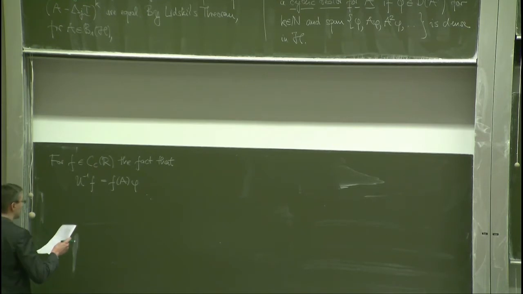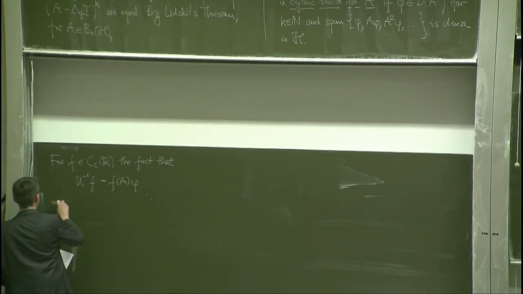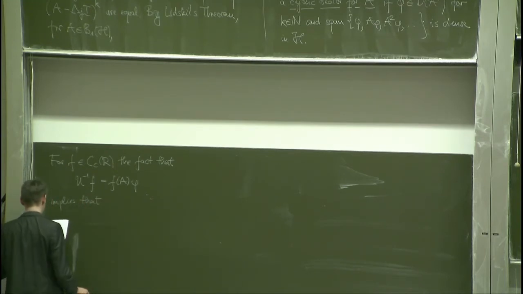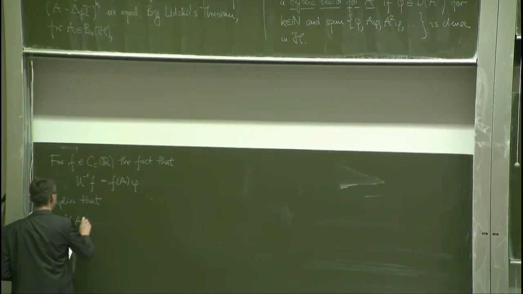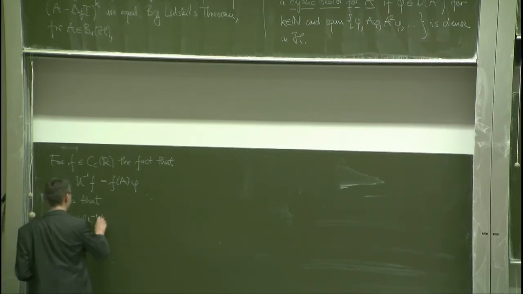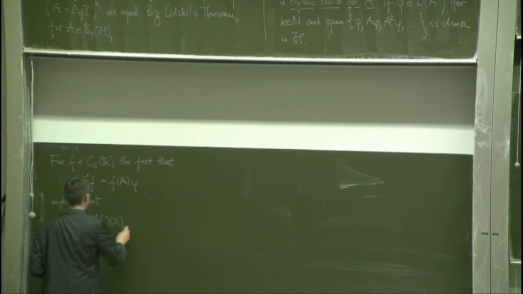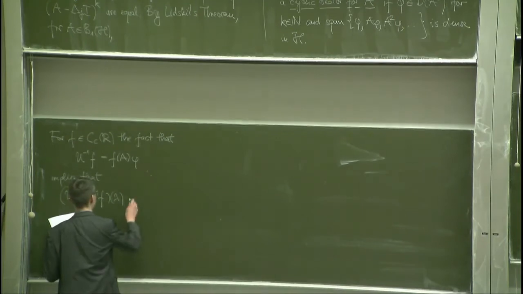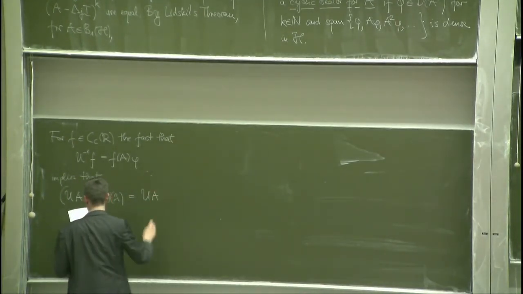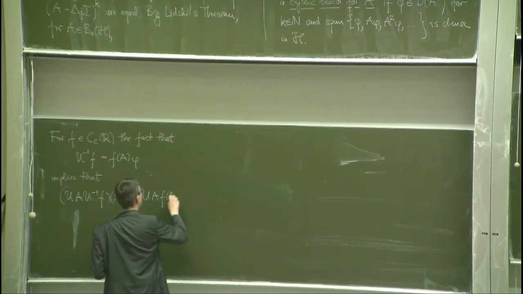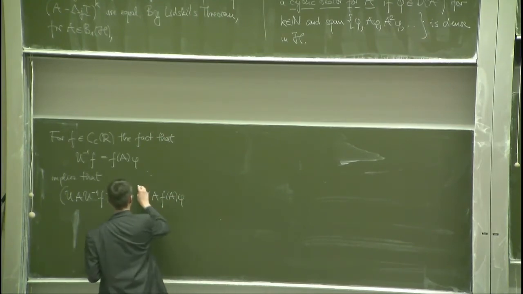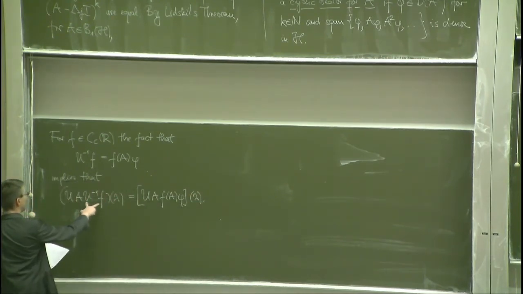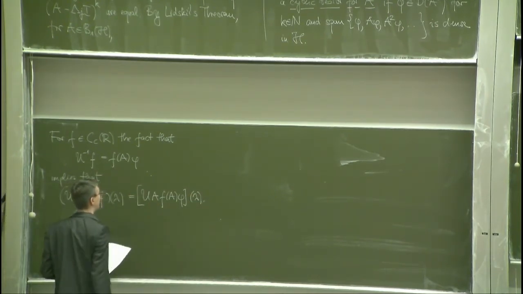And the fact that this holds true implies that U^{-1} f applied to lambda, what is this? This is nothing but U of f(A_phi) at lambda. U^{-1} f is f(A_phi), so we have this here.